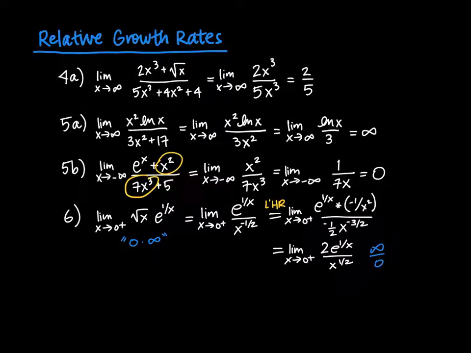And this is not an indeterminate form anymore, right? If you have a denominator that's shrinking, that's making the entire expression increase without bound. If you have a numerator that's increasing without bound, the whole thing is increasing without bound. So this is not an indeterminate form. This is increasing without bound. The limit is positive infinity.